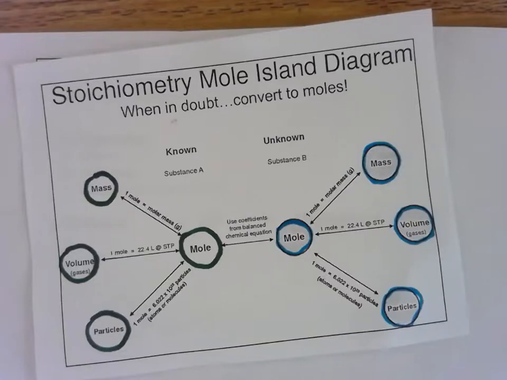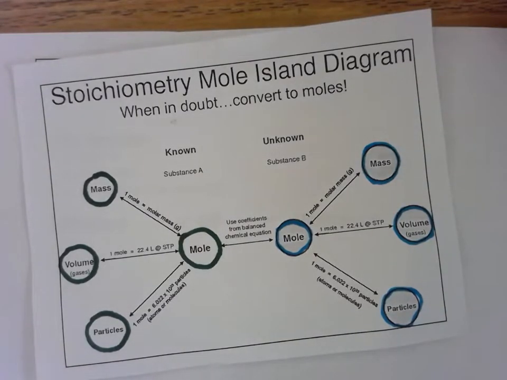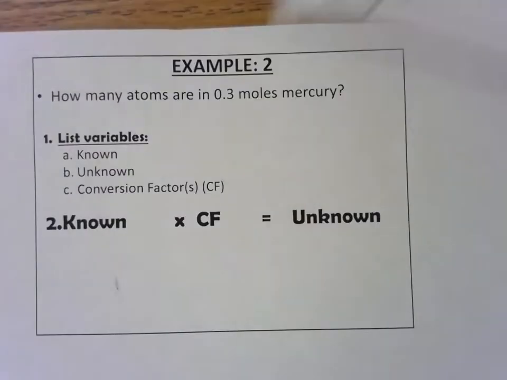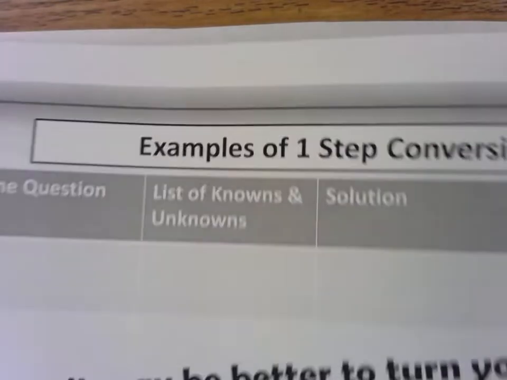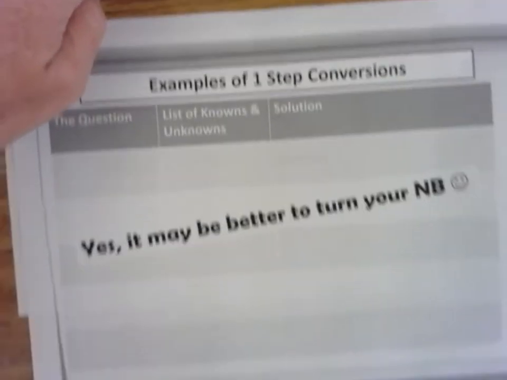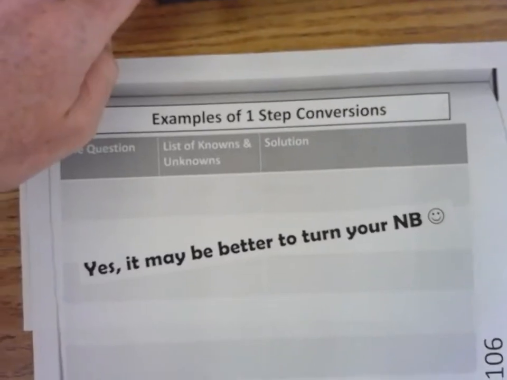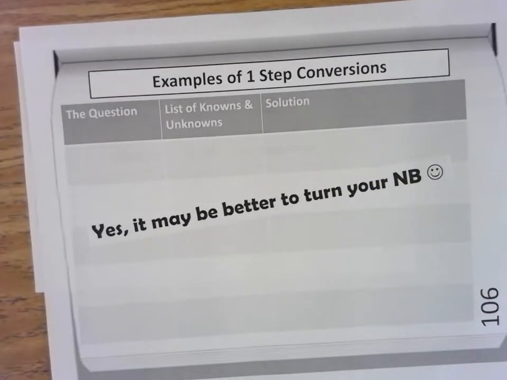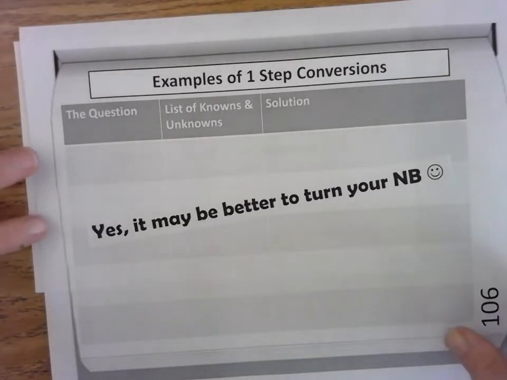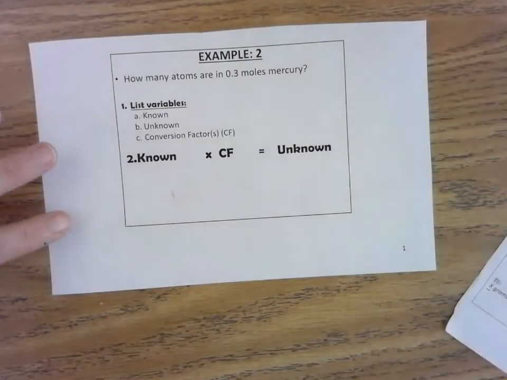Alright, we are continuing with our stoichiometry problems that are simple one-step stoichiometry problems. We're going to do example number 2, and a friendly reminder, we are writing these in our notebook, page 106. I decided to do a second video because these are going to be long, so that you can pick and choose what you want to look at.